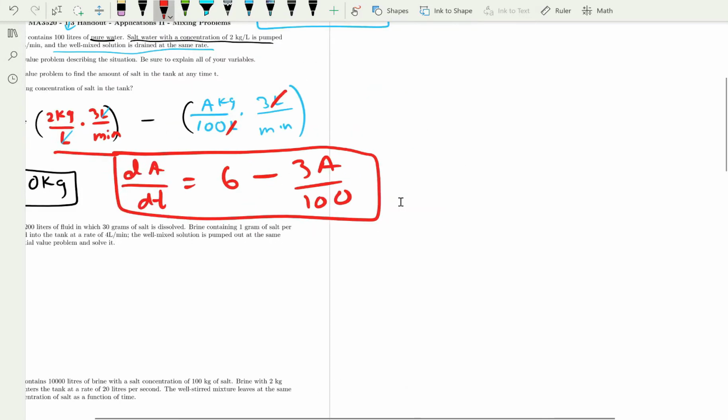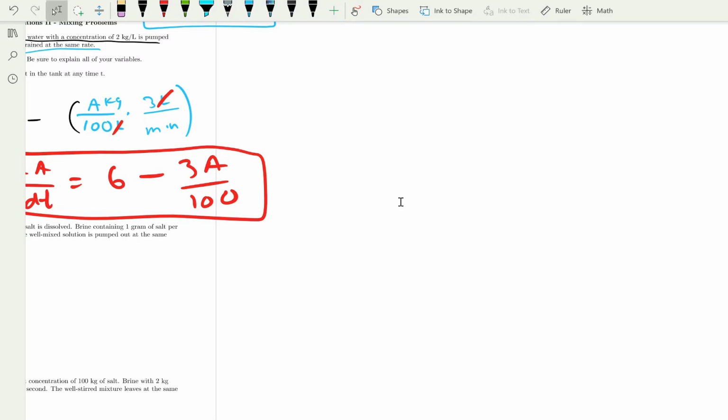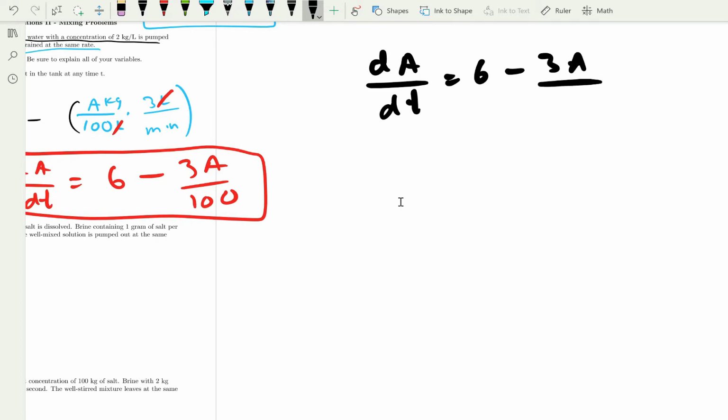Now we are going to actually solve this problem. We have dA over dt equal to 6 minus 3A over 100. So how are we going to solve this? What are the options we have? Really, we can use two methods: either separation of variables or the integrating factor method. Let me first show you the integrating factor method, because that's the easiest for this case.